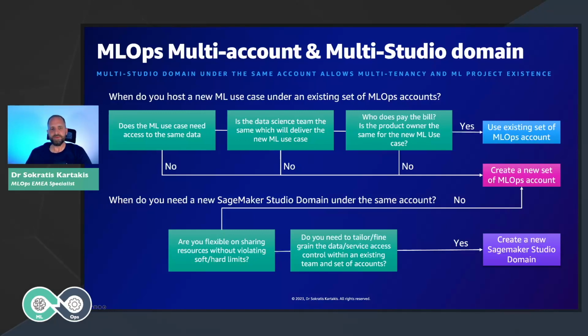And how do you separate all these data science teams? By using different SageMaker Studio domains. There are some limits on the number of domains, but these are soft limits and you can increase them accordingly.